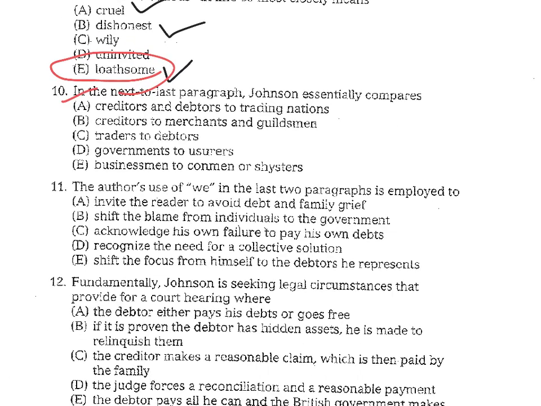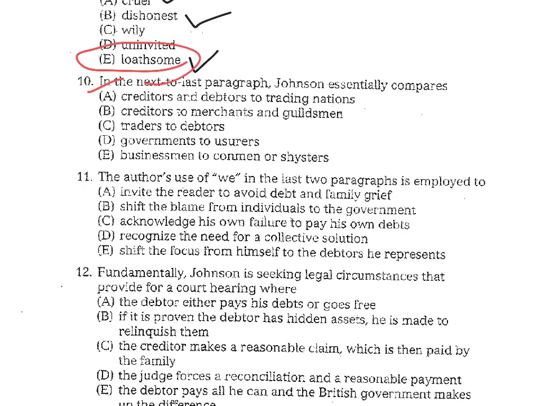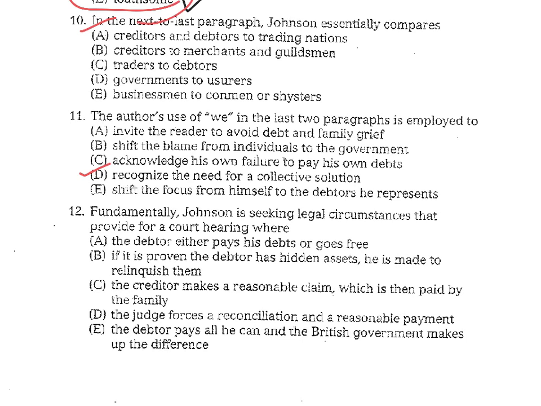Number 11, I think, is fairly simple. The author's use of "we" in the last two paragraphs is a collective pronoun. You're looking for that collective solution, so you recognize the need for a collective decision that's going to work for everyone. And then the last one is a bit of a direct answer, but it might be one that could slide through the cracks for some.